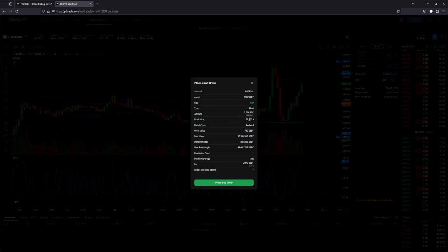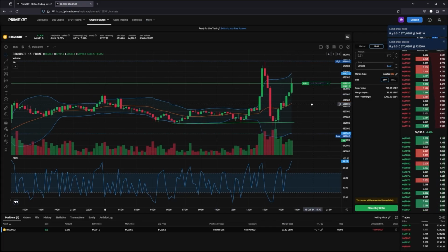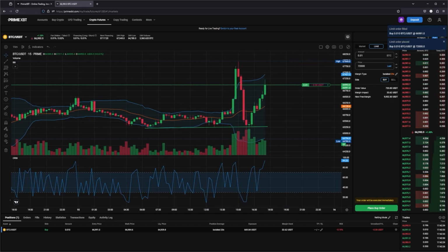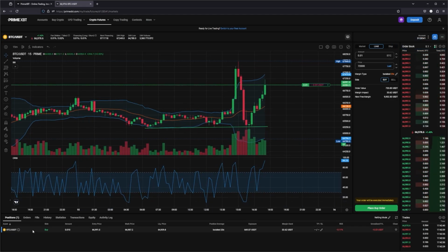We of course have details of everything, my leverage, entry price, and then we can place this order. So here we can see all of the details. Our position here is down the bottom of the page in this area. So we have our Bitcoin USDT buy here, of course, the amount, entry price, mark price. We have a liquidation price, a position leverage, and then we of course have our exposure and the amount of margin used. So this is directly updating our ROI and unrealized profit and loss.